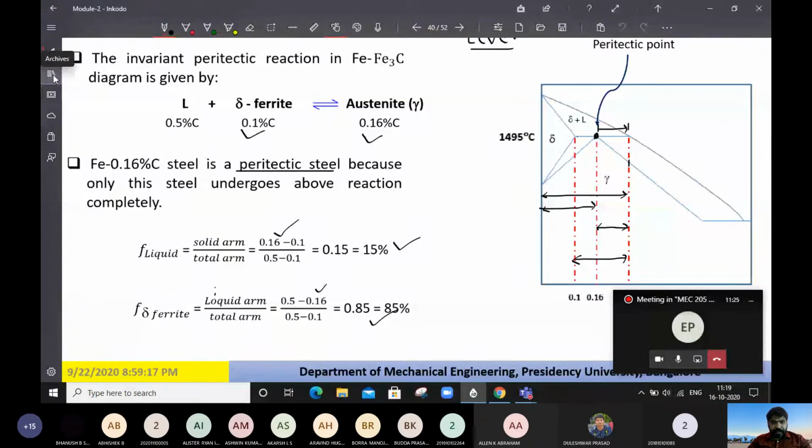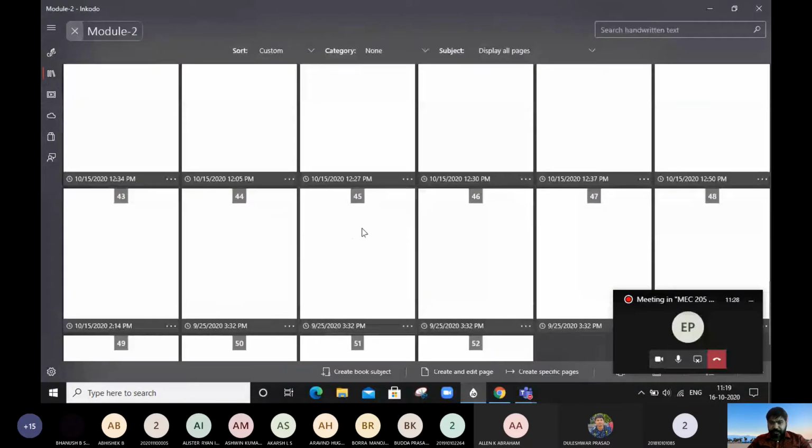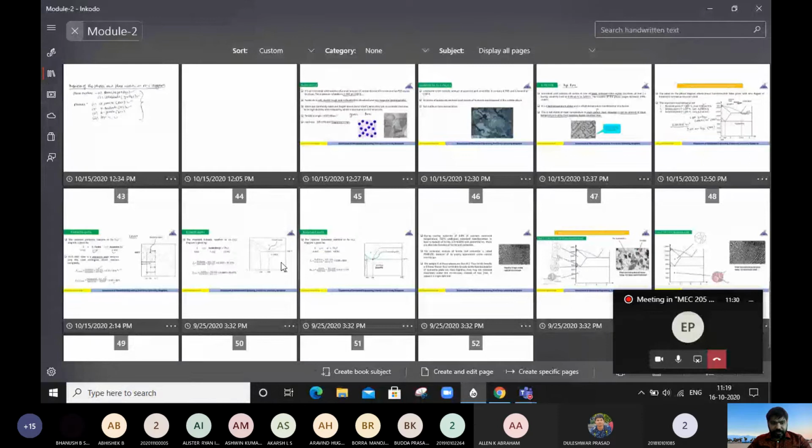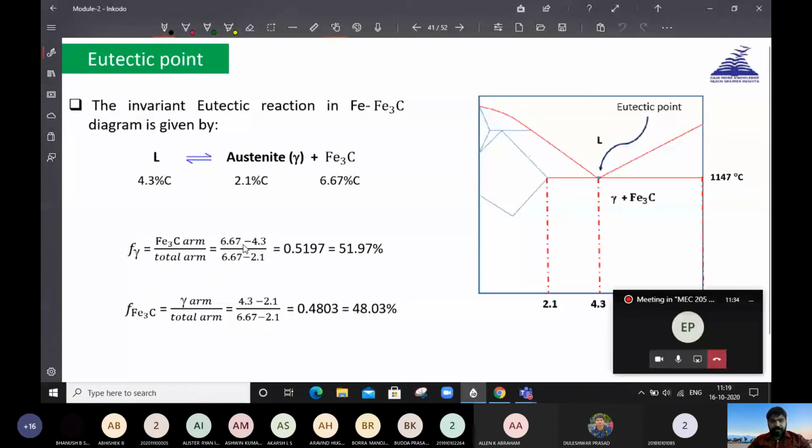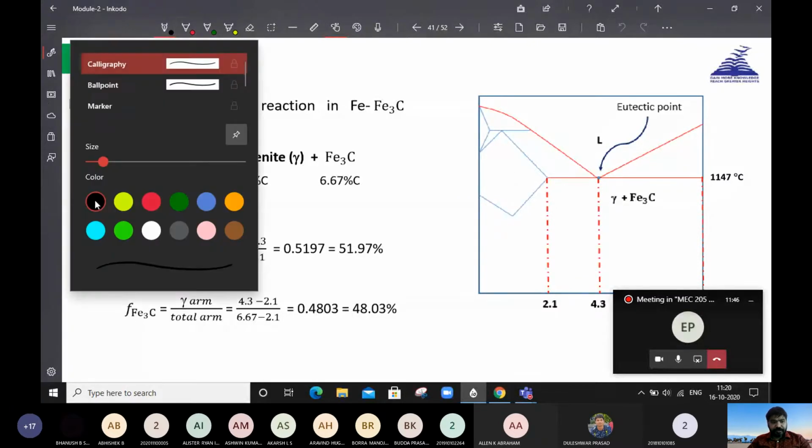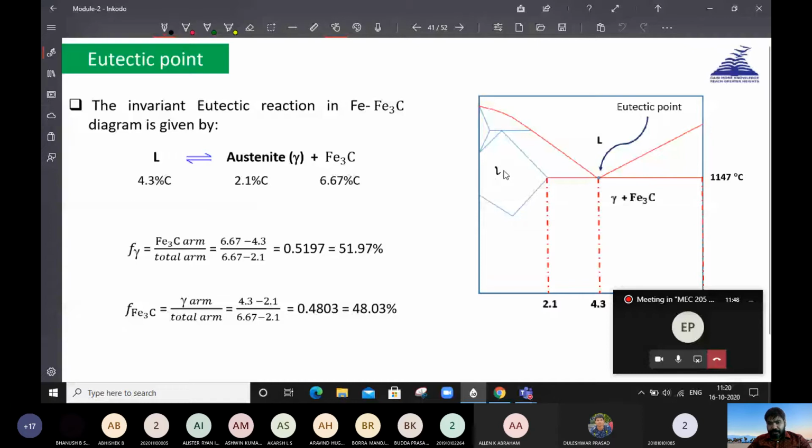So let me move to another part. The peritectic we have discussed. Then let me move to this. Yes, now this is the eutectic point. Here you can see that in the iron carbon diagram, I have drawn only part of the diagram. Here you have gamma. Let me write here: gamma is here, delta is here, delta plus liquid is here.